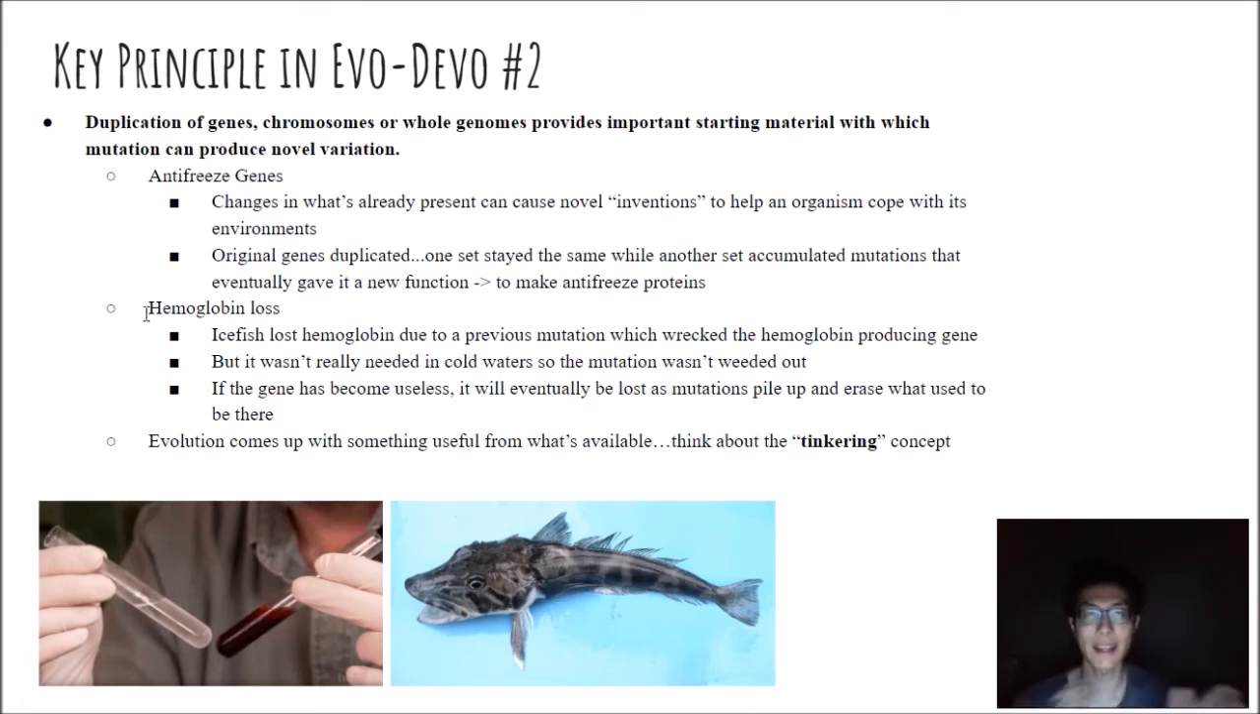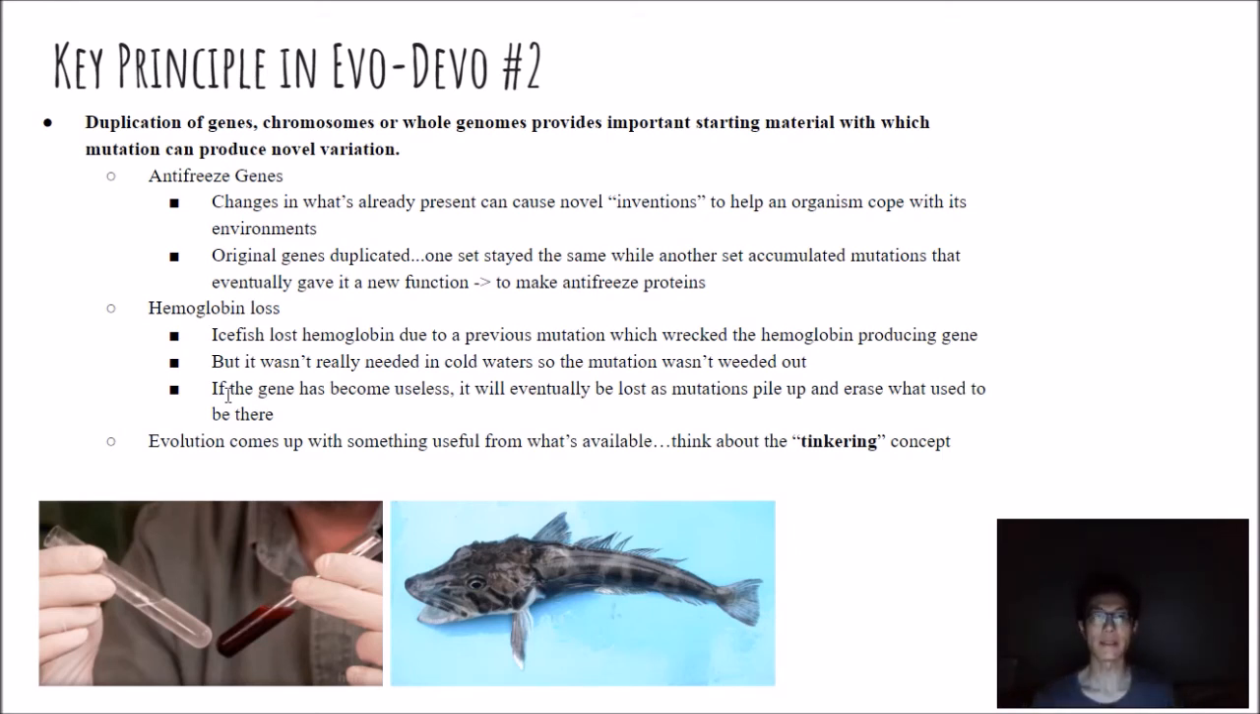And then there's a secondary thing associated with it, and that is ice fish don't really have hemoglobin. They lost hemoglobin due to a previous mutation, which eventually wrecked the hemoglobin producing gene. But it wasn't really needed because the fish lives in cold waters and doesn't necessarily need hemoglobin in order to survive. So you can see the ice fish blood is almost liquid like water, whereas the blood of a normal fish is kind of like the blood of a human. If the gene ultimately becomes useless, you don't really need to make hemoglobin anymore. It will eventually become lost as the mutations pile up and those mutations aren't selected against. And as those mutations pile up, you ultimately might erase that gene and its function as a whole.